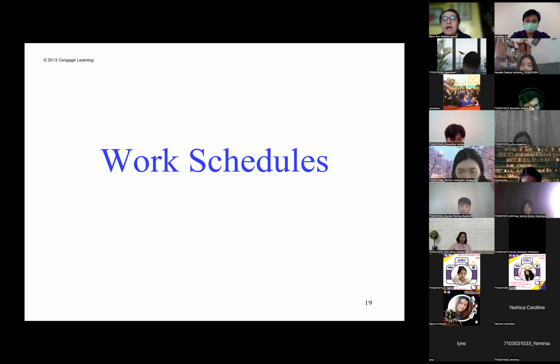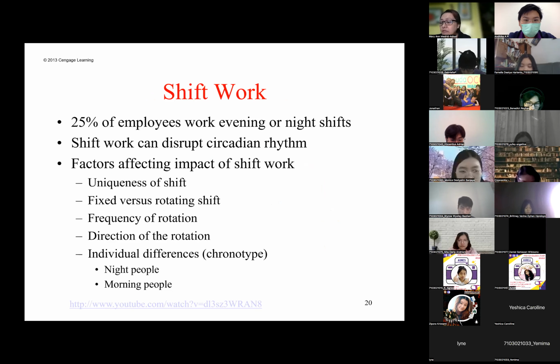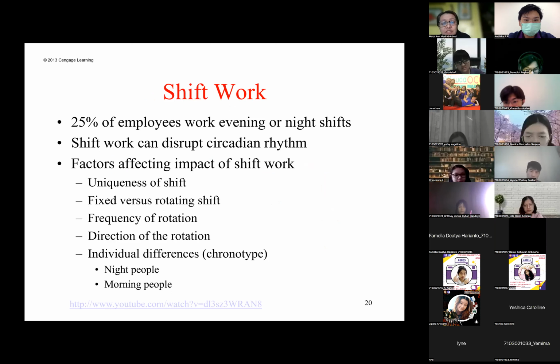Okay. And then another thing that can lead to stress, which is also a factor in work conditions, are work schedules. Work shift is one of these work schedules that we have to look into. Why? Because according to studies, 25% of employees have evening or night shift. And night shift and evening can be very stressful for people because it affects the circadian rhythm. What again is the circadian rhythm? It is also known as the biological clock. This is like a clock in your body that will dictate when you feel awake and when you feel sleepy.